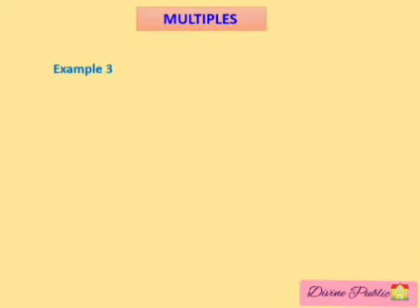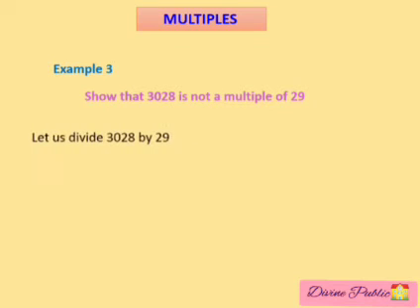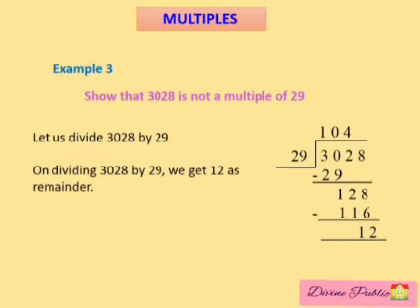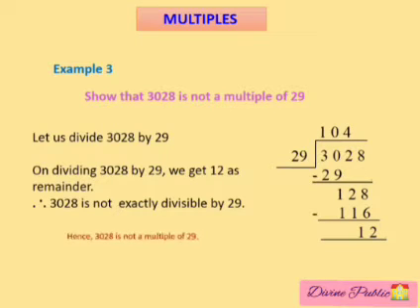Example 3. Show that 3028 is not a multiple of 29. Again, we have to divide 3028 by 29. In this division, you can see here, on dividing 3028 by 29, we get 12 as the remainder. Therefore, 3028 is not exactly divisible by 29. Hence, 3028 is not a multiple of 29.